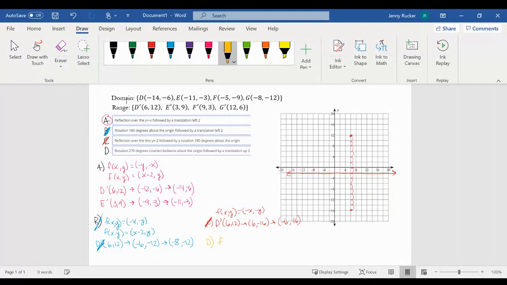So that's counterclockwise. So our function rule is f of x, y equals y, opposite of x, and then a translation up 2. So this is f of x, y equals x, y plus 2. Let's try that for point D prime. So here we're at 6, 12. And if we do 270, that would be 12, negative 6. And then up 2 would be 12, negative 4. So this does not work to map the range back onto the domain. So our only option is A.